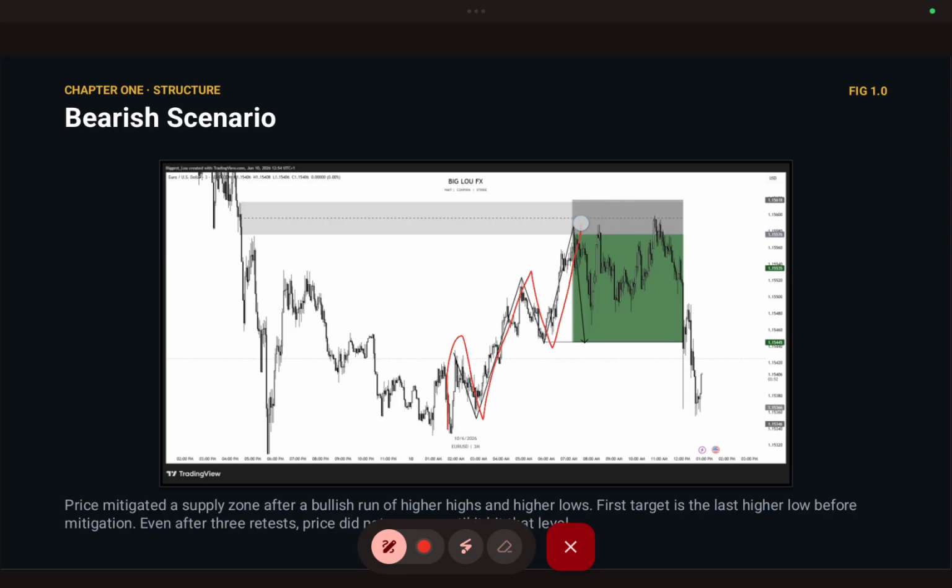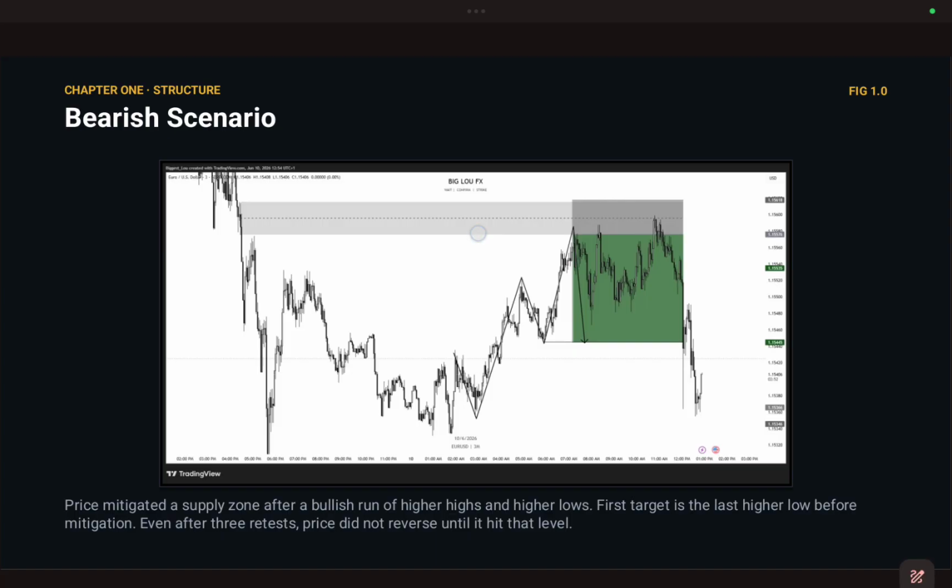We had a series of higher highs and higher lows, and then price got to the supply zone and mitigated it. Once price mitigated the supply zone, what happened? The first target becomes the last higher low before the mitigation.